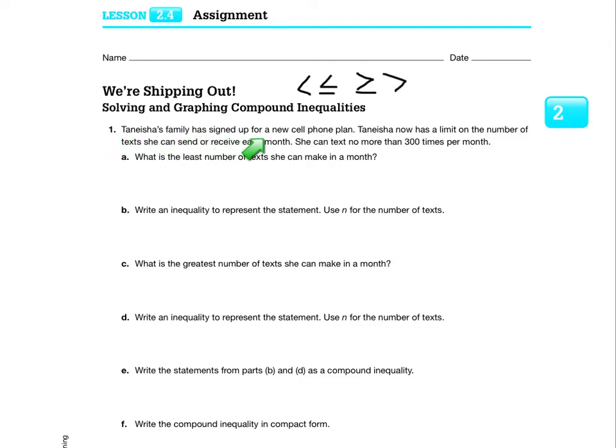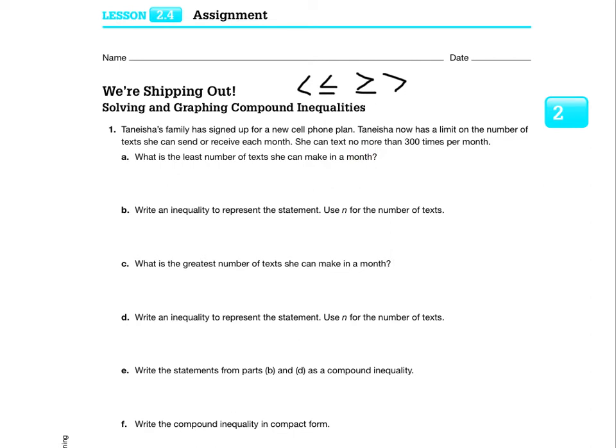Tanisha's family has signed up for a new cell phone plan. Tanisha now has a limit on the number of texts she can send or receive each month. She can text no more than 300 times per month. So that means she can text 300 times, but she cannot go over it. So her text messages need to be less than or equal to 300. So we're going to be thinking about this sign right here. The or equal to is because she can text 300. The less than is because she can text no more.